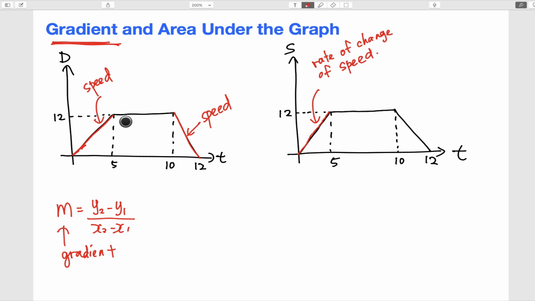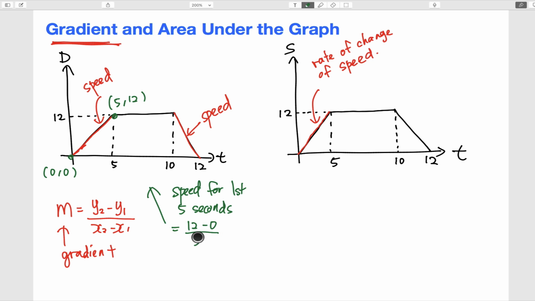All right, so let's say in this case the question asks you to find the speed for the first 5 seconds. So what you can do is find the gradient in the first 5 seconds. In order to find the gradient, I will need two coordinates, isn't it? I know this coordinate is 5 and 12, and over here this is 0, 0. So I can easily get the speed in the first 5 seconds. I'm going to use 12 minus 0 over 5 minus 0. So my gradient is 12 over 5. I mean my speed equals 12 over 5.